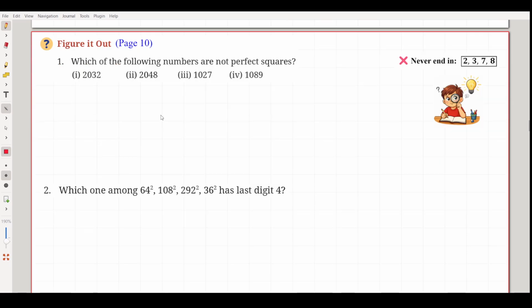Based on this, now we are moving on to the figure it out. It's given on page number 10.